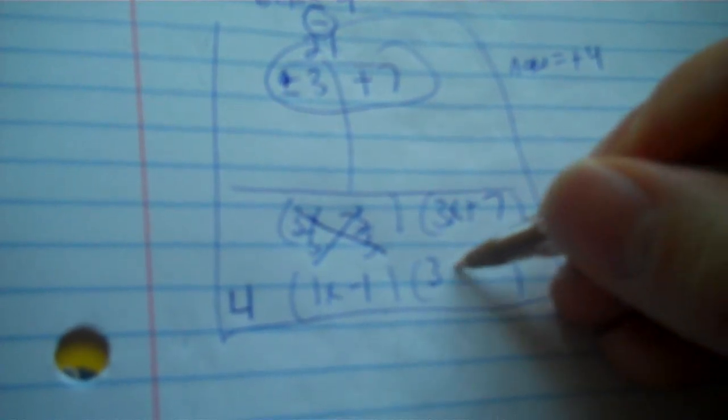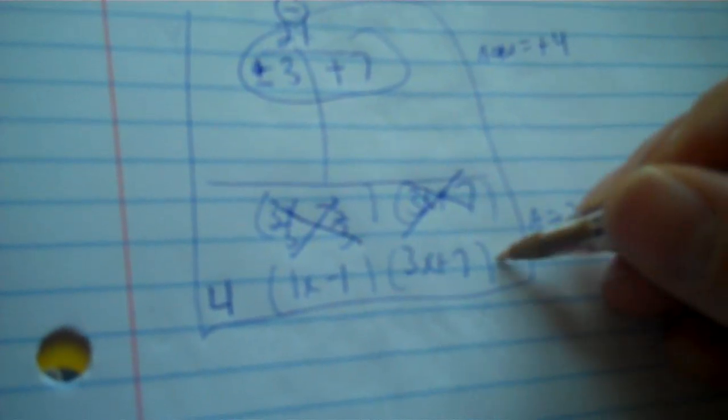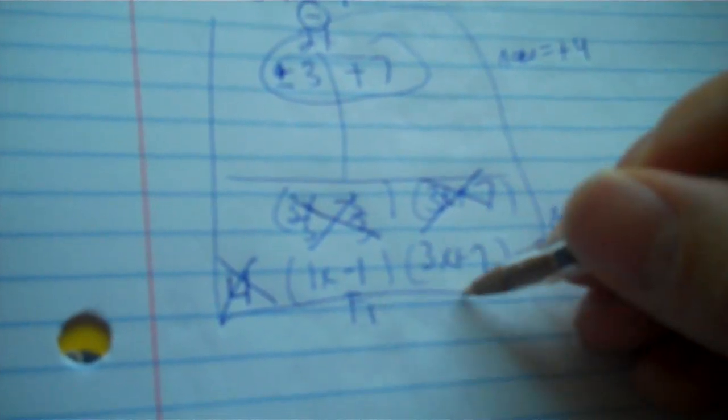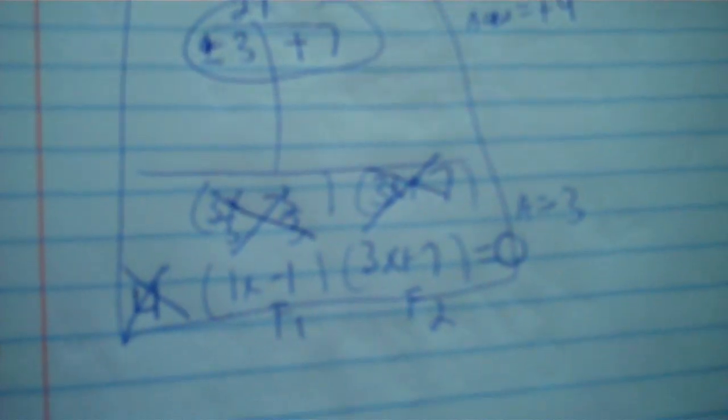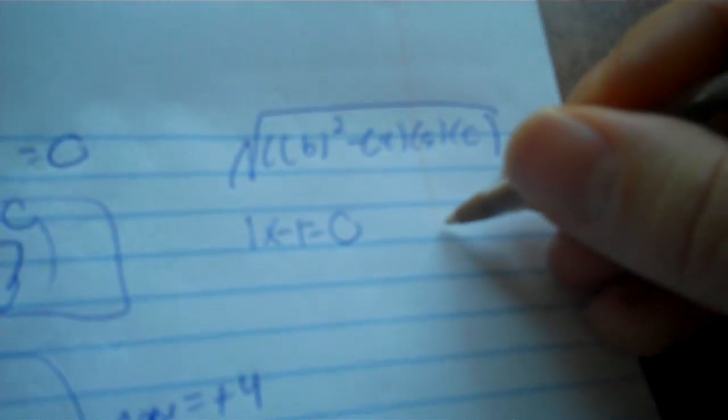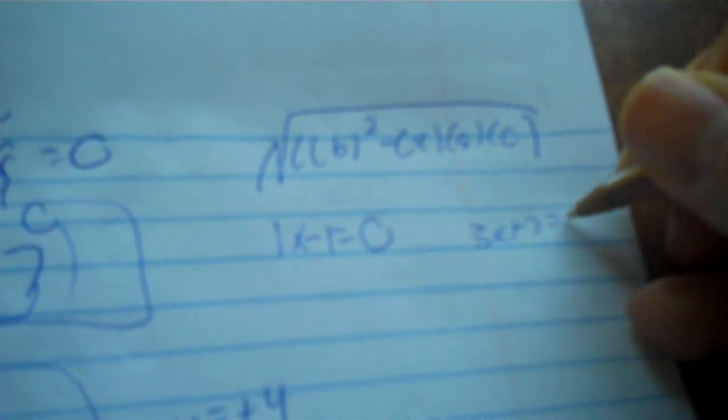So I go 3, 3, x minus 3, plus 7. Divide by 3 here, you get 1x minus 1. And that stays the same right there. And that is not important. You can just get rid of that. You don't even have to drop it down if you don't want to. Okay, so 1x minus 1 could equal 0. 3x plus 7 could equal 0.